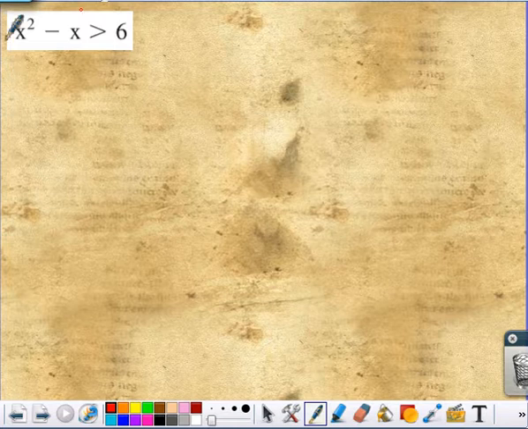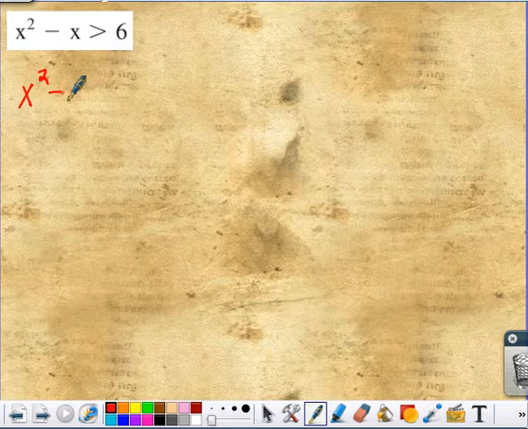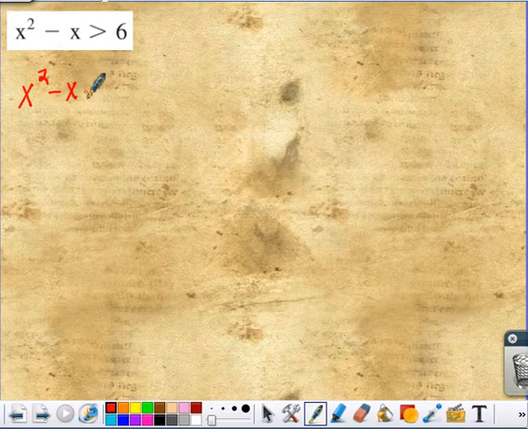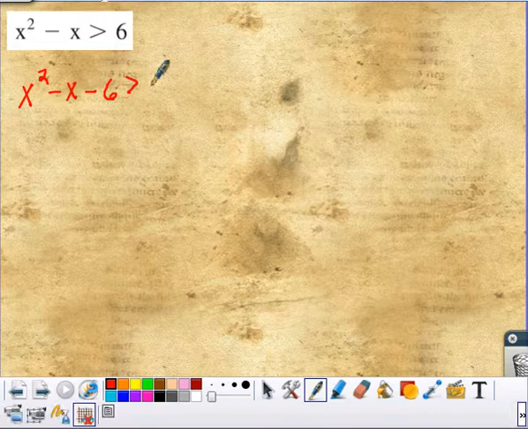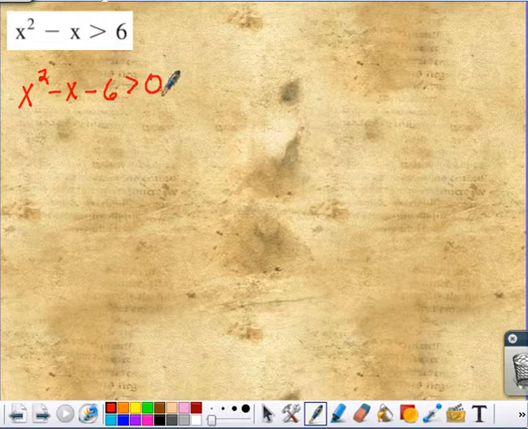Here we have quadratic inequalities. To solve a quadratic inequality, first step is the same thing. You have a parabola. Well, let's move this 6 over to the other side. When solving anything quadratic, if it's got that middle term x, go ahead and move that constant term over, not or equal to, and get you a 0 on one side.